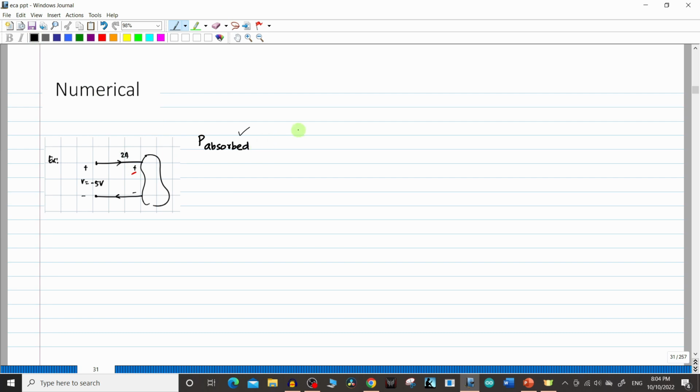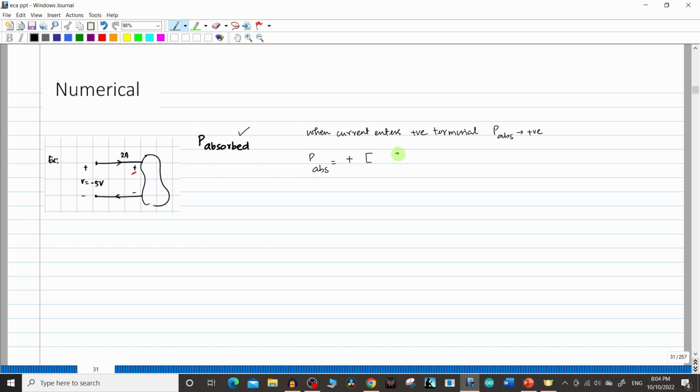So when the current enters the positive terminal, I'll just write it for one example. P absorbed is positive. This is the idea that we have seen. So I'll write like that. P absorbed is equal to, I'll put a positive sign.